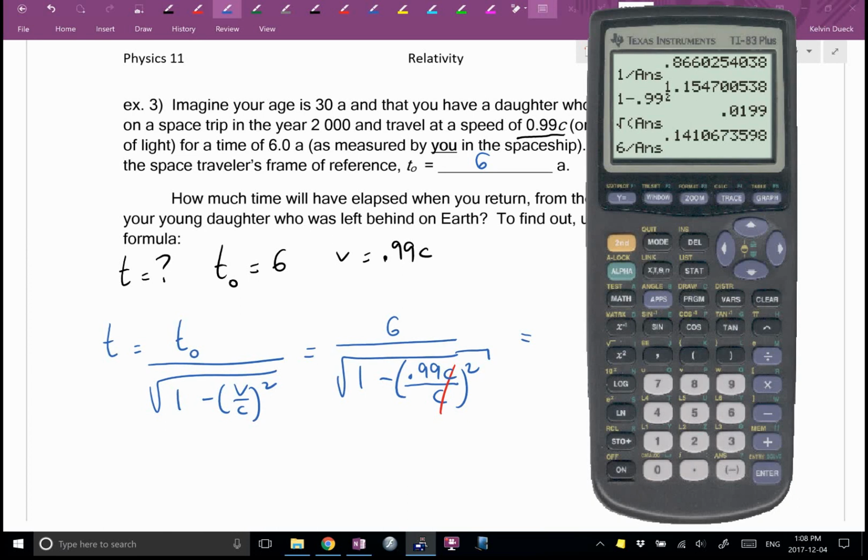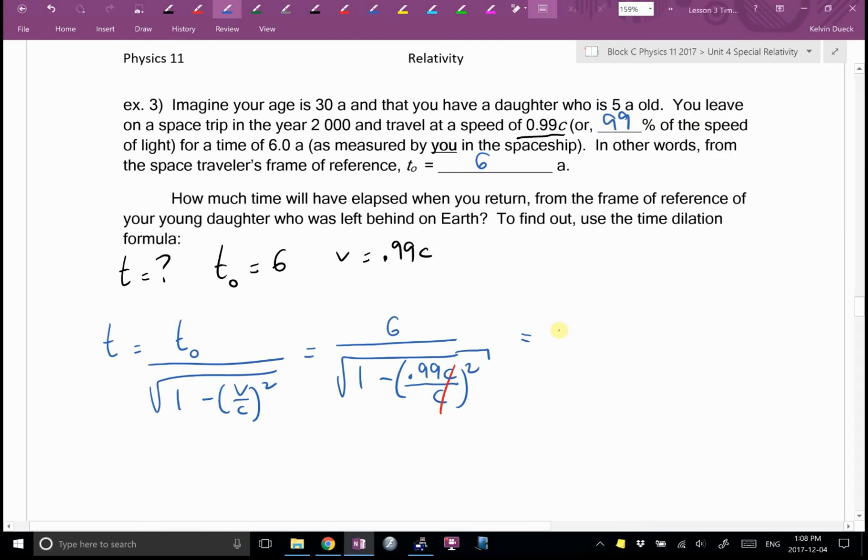So for you, 6 years have gone by. How many years have gone by for your 5-year-old daughter? 42.5 years.